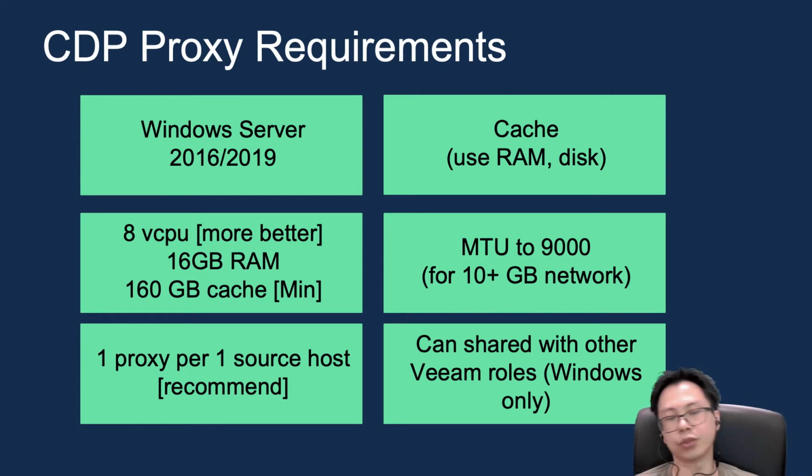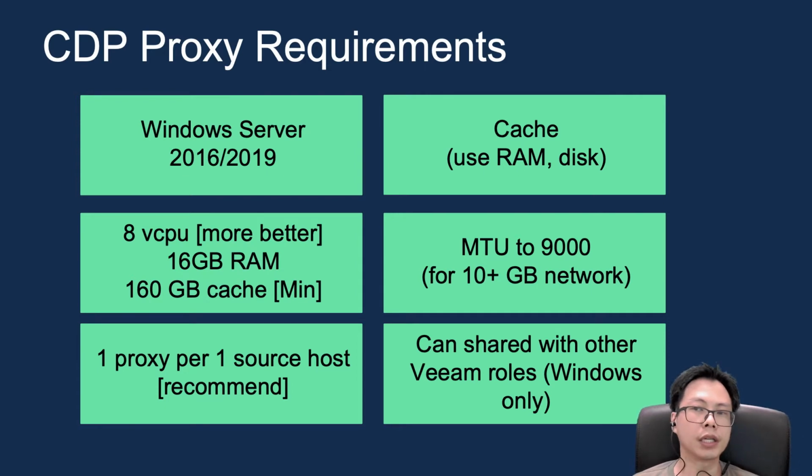Don't forget, we do need some cache as well, right? The minimum cache that you should configure is around 160 gigabytes. For networks which are 10 gig or higher, we do recommend that you configure the MTU to 9000, right? The next thing is you can share the proxy with other Veeam components, all right, as long as it's running on Windows. For those of you who know about the latest Veeam capabilities, they just introduced Linux repositories and also Linux proxies, right? But in order for you to use CDP, it needs to be running on Windows operating systems.